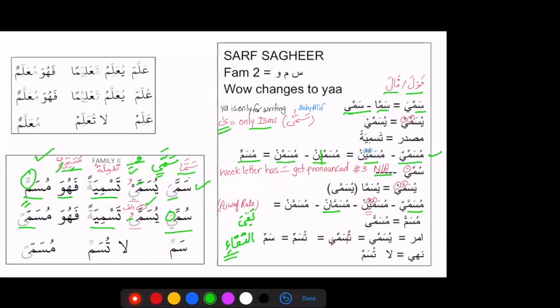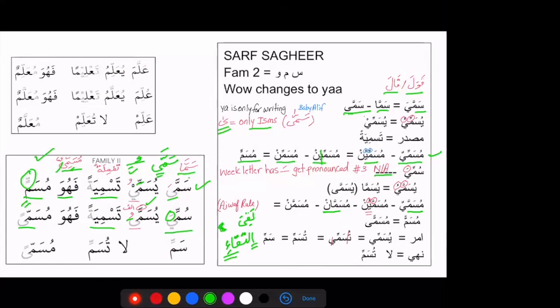So is it family six? Family 6, that is Tafa'ala? No, we have Iltiqa. Family 7, Infa'ala? No. Ifta'ala, yes. Yeah, Ifta'ala. Okay, family 8. So family 8, it is Iftaraba.